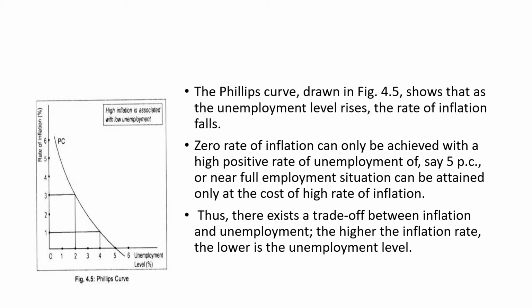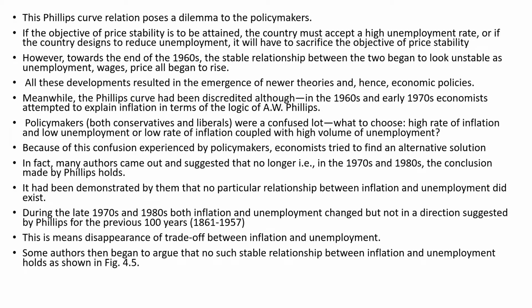So simply, the Phillips curve shows a negative relationship between the rate of change in unemployment and rate of change in inflation. When one increases, the other would fall, and vice versa. This is what happens in the case of Phillips curve. So we could say that there is a trade-off between inflation and unemployment as far as Phillips curve is concerned, and this means that higher the inflation rate, lower would be the unemployment level.